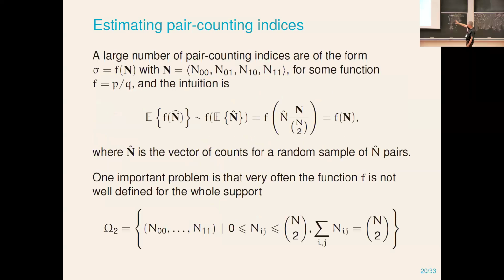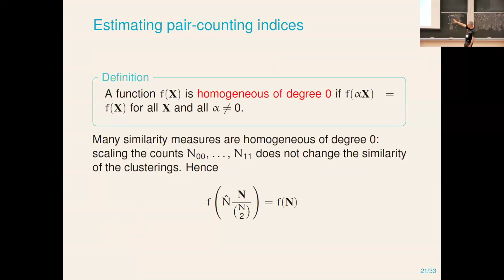Sorry, we were here. What we will do is something called regularization. Before that, let me give the formal definition of homogeneous of degree 0, namely f of alpha x is f of x for all non-null alpha, and many similarity measures, pair counting indices are homogeneous of degree 0. So you can scale those counts and everything will remain the same.